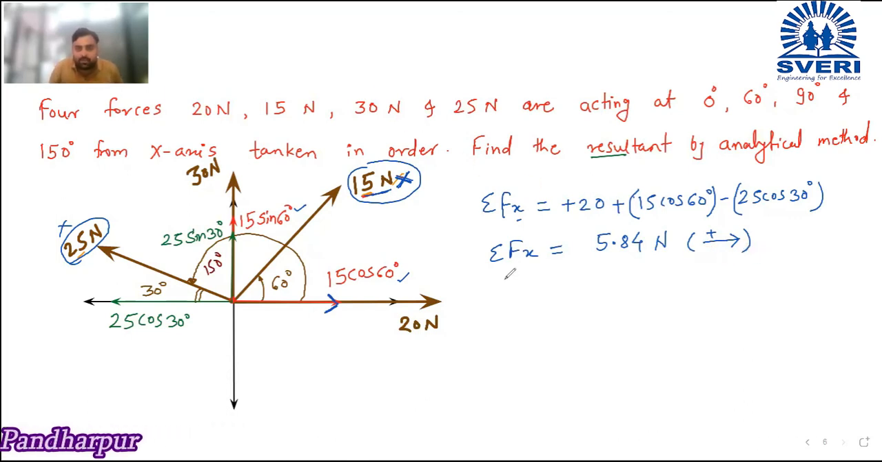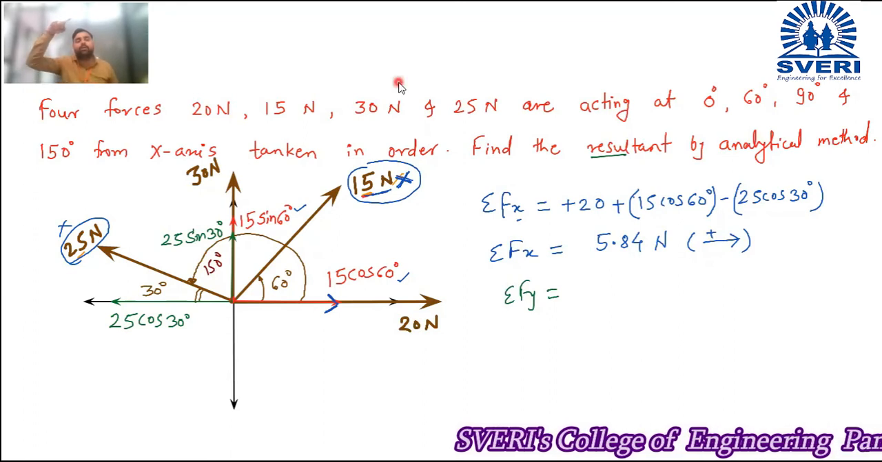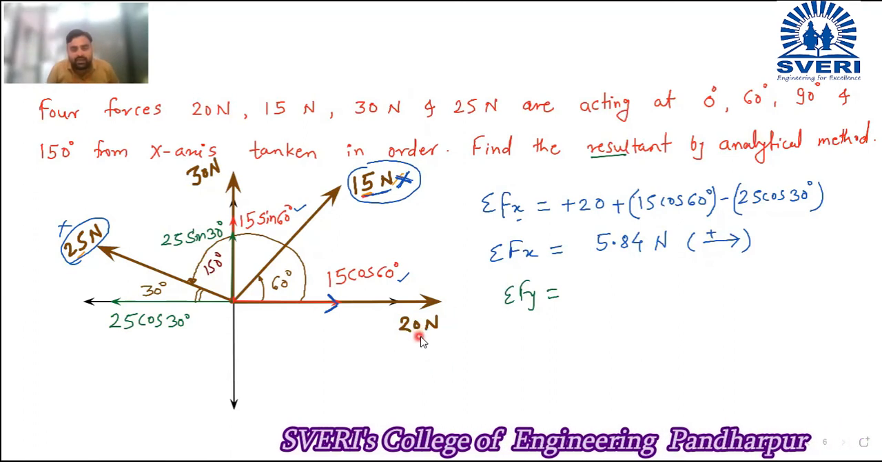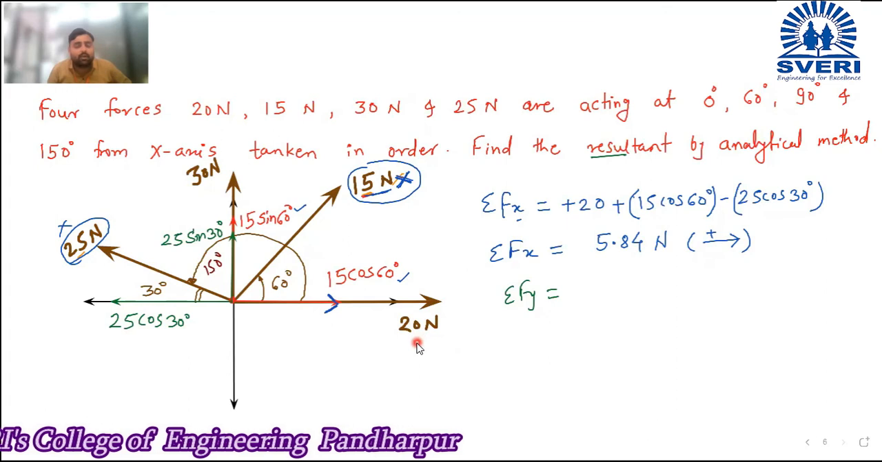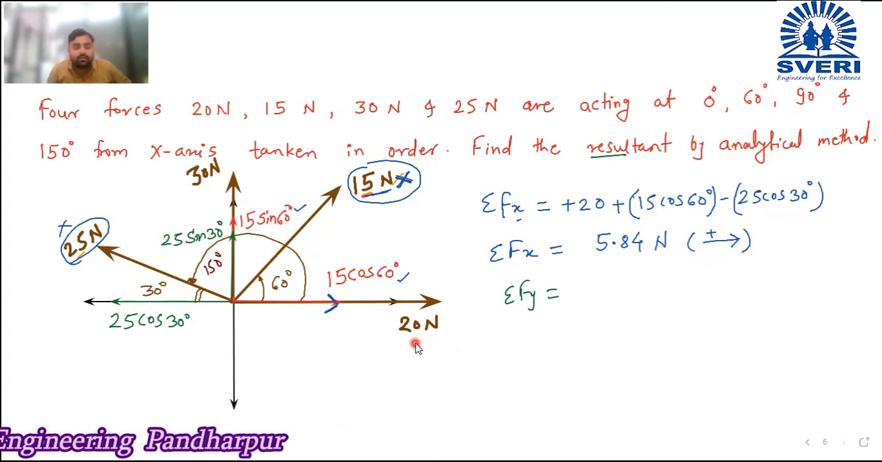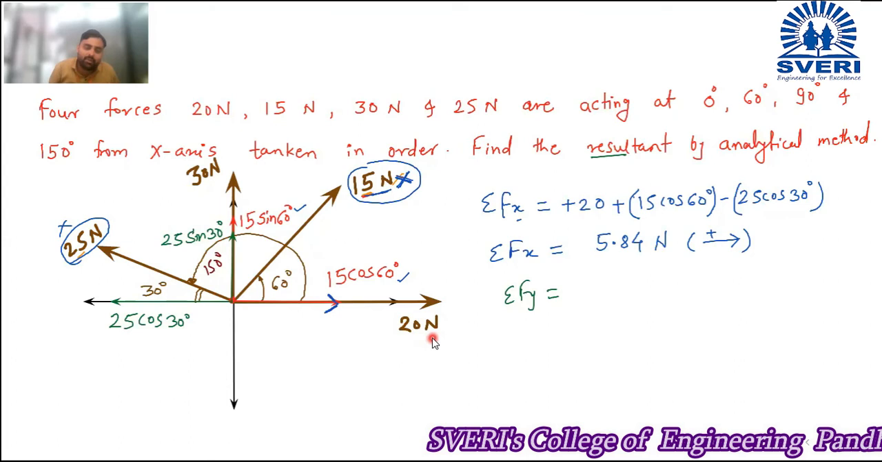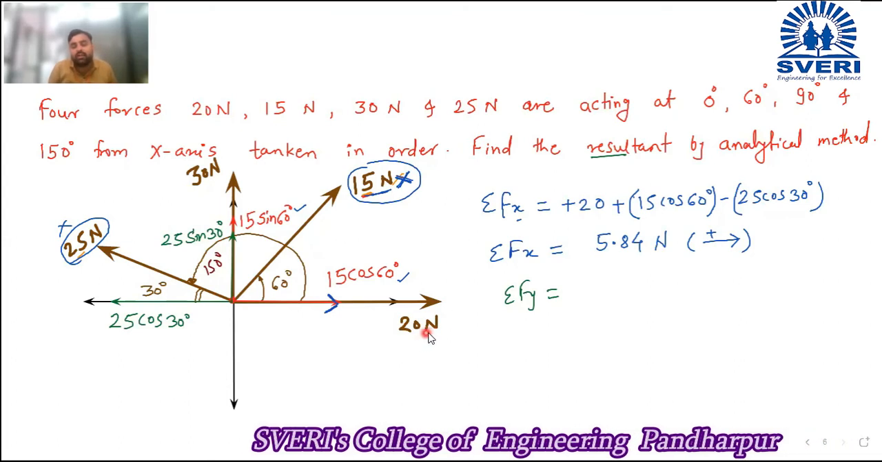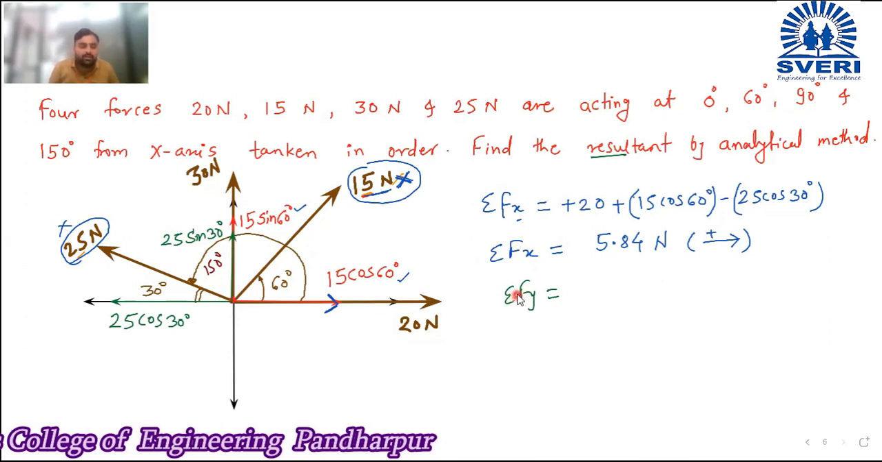So now similarly calculate summation fy. For calculating summation fy, if the force is moving upward it is plus, moving downward it is minus. So will we take 20 Newton in fy? No, sir. Why? Because it is in x direction, it is parallel to x direction. Those forces we are considering in summation fx. In fy, which ones do we take? Take the forces parallel to y axis.